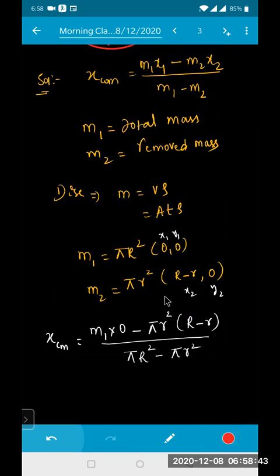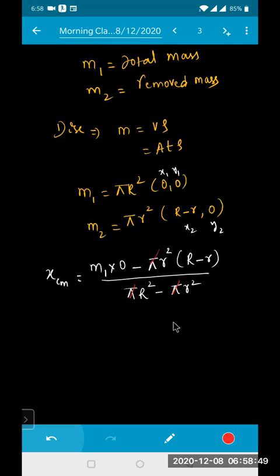Is anything getting cancelled? You see, this pi will get cancelled. So xcm is coming out to be x center of mass is equals to, ఇది మొత్తం 0 కాబట్టి, minus of r square into capital R minus small r, divided by capital R square minus r square.